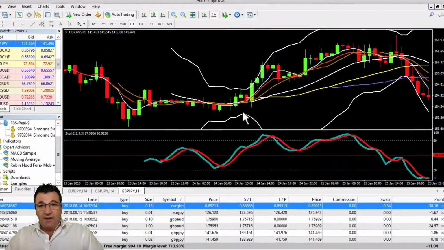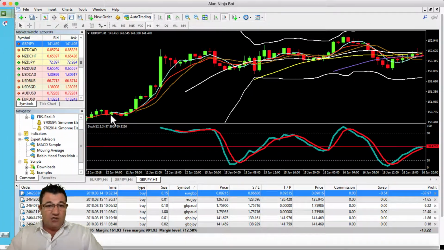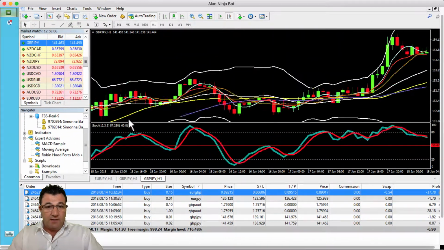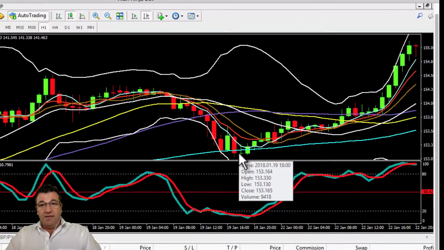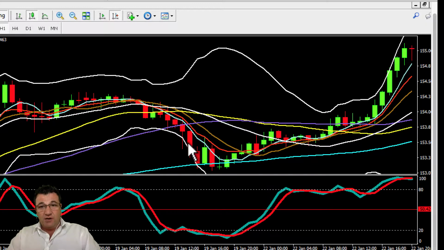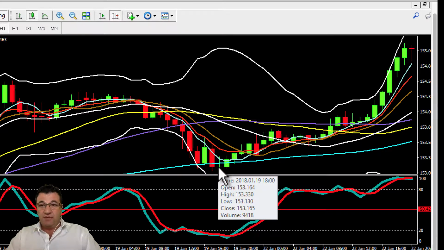So let's have a look at a few more of these dojis. So here's the doji. Let's go back a little bit. There we go. So here's the doji over here. This is a clear indication that the trend has changed, and it's time to possibly get into this trade.